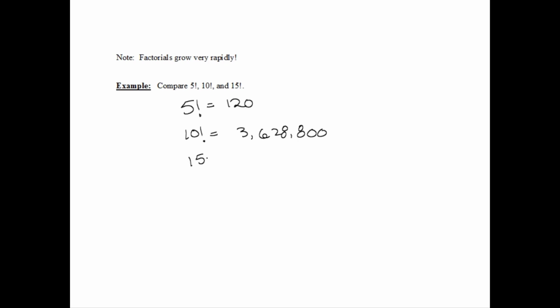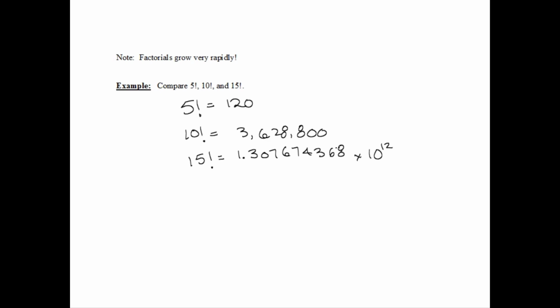But now let's look at 15 factorial. If you put this in on your calculator, it may tell you something in this format: 1.307674368 times 10 to the 12th. And what that means, if you see that exponential notation like that, is that your calculator has run out of space on the screen to put all the digits. This is what we call scientific notation.